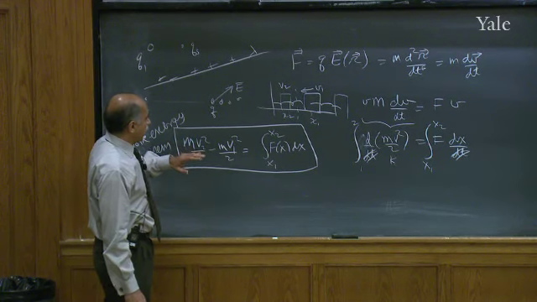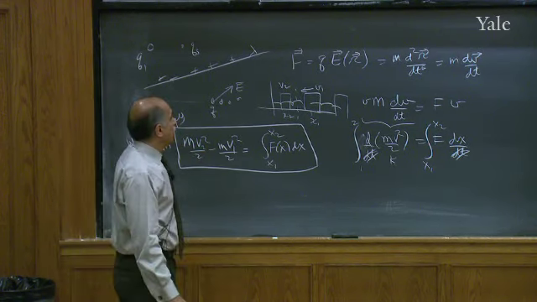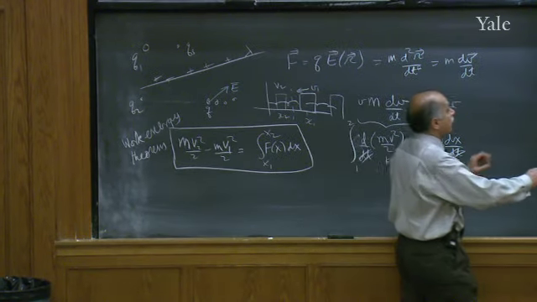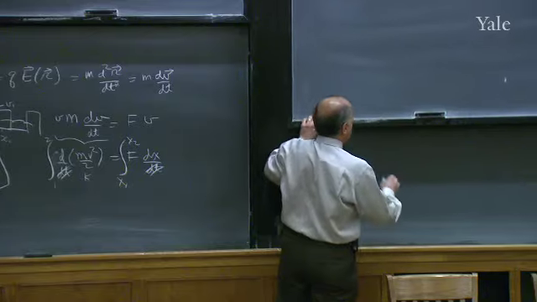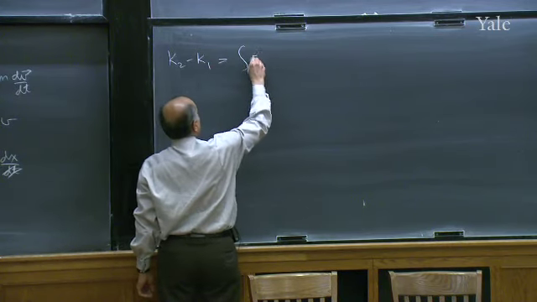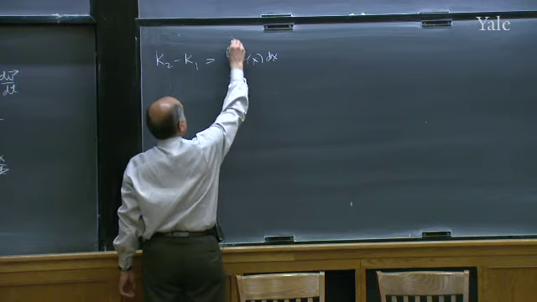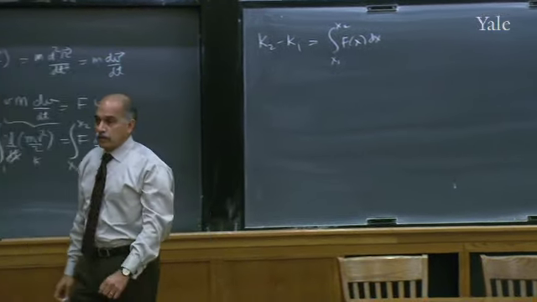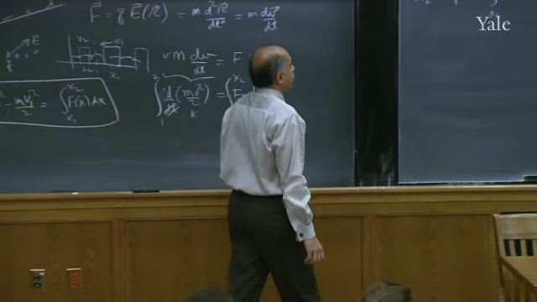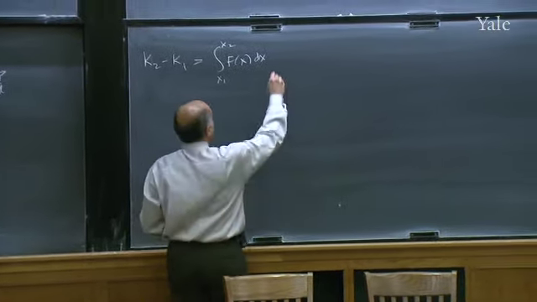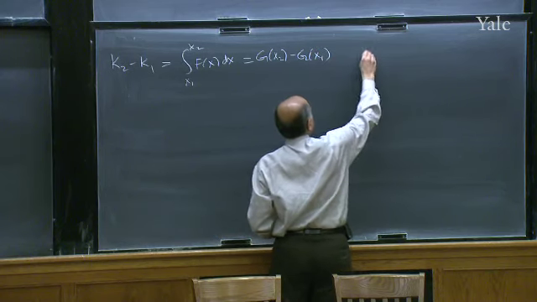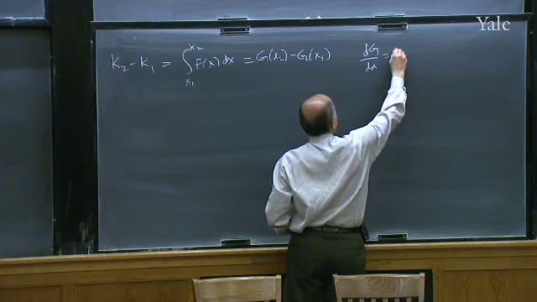But if you want to extract from this a law of conservation of energy, you have to do a certain manipulation. And that's what I'm going to describe. So let's go back here and try to extract from it a law of conservation of energy. I'm going to write here K2 minus K1 is the integral of F(x) dx from x1 to x2. Now, it's a fundamental result in calculus that the integral of any function of x from the point x1 to the point x2 can be written as g(x2) minus g(x1), where g is any function whose derivative is the f I'm integrating.